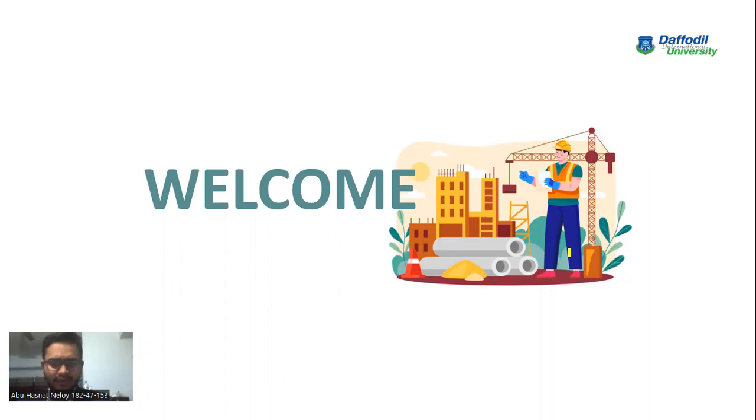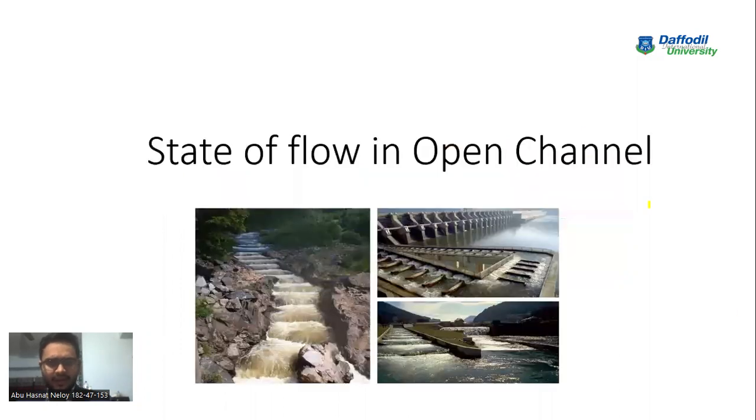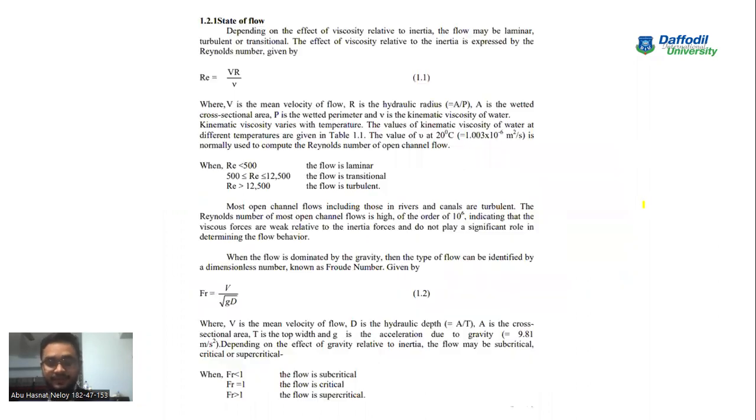Today, I'm going to talk about the state of flow in open channel. First of all, I want to talk about what is open channel flow. Open channel flow is a flow of water with free surface. State of flow is one of the important parts in open channel.